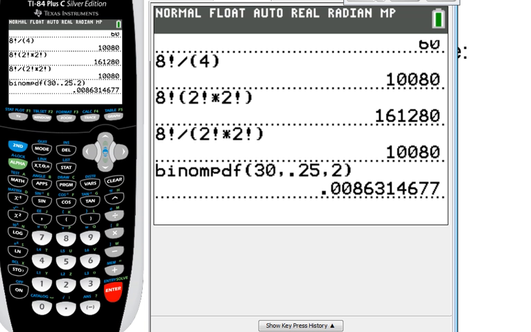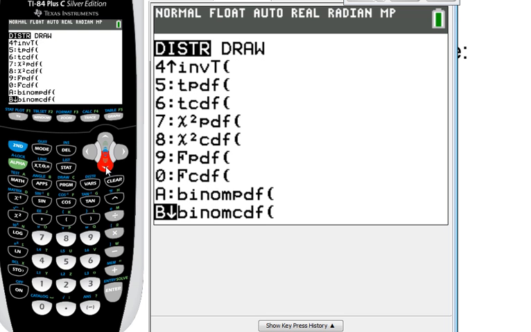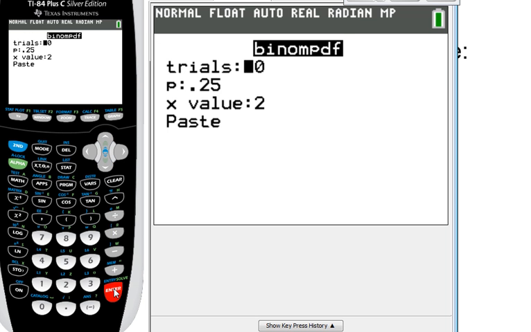Let's go back to our calculator. Second distribution. Binom PDF, enter. Okay, now this time we're going to survey 6 people, so we need 6. Our probability, 0.41, and this time we're only looking at getting the entire distribution.